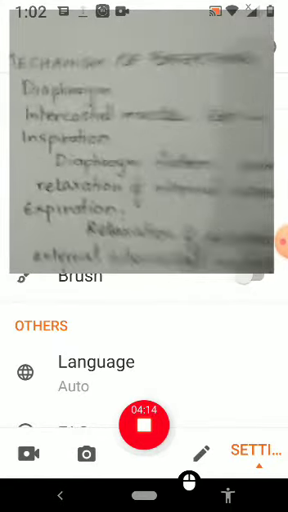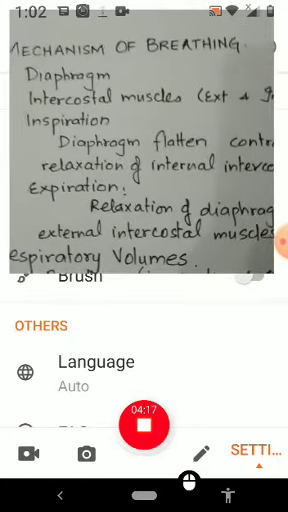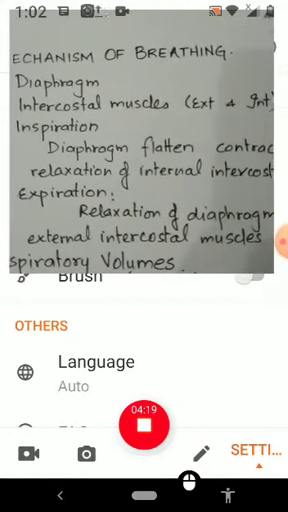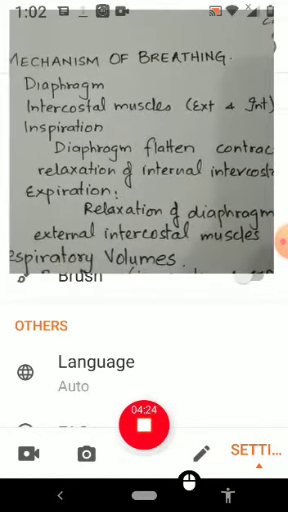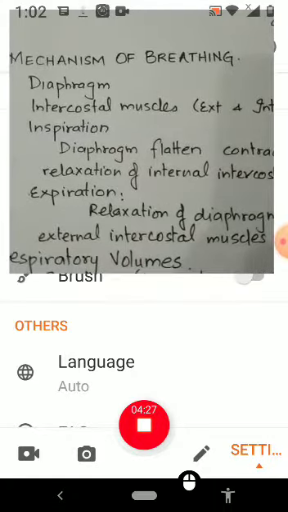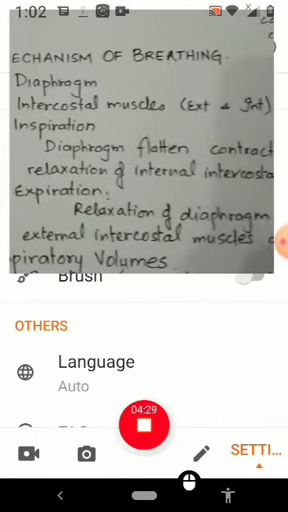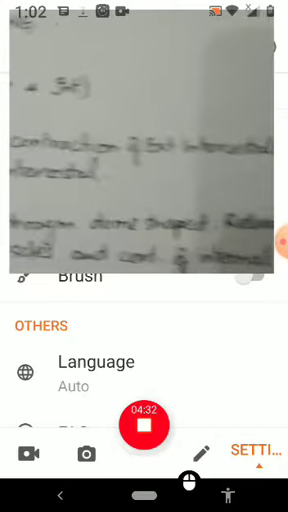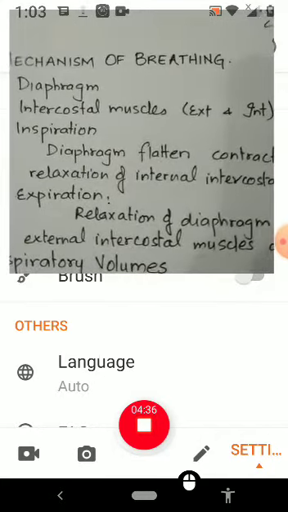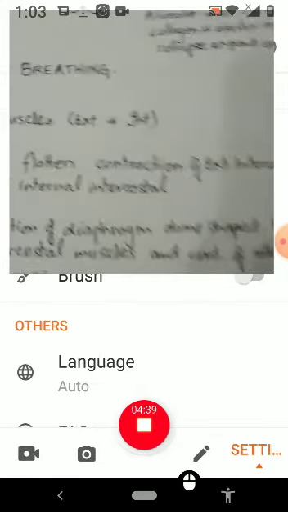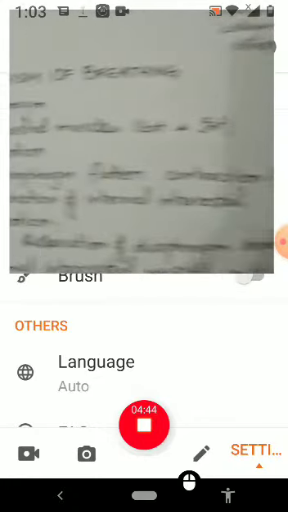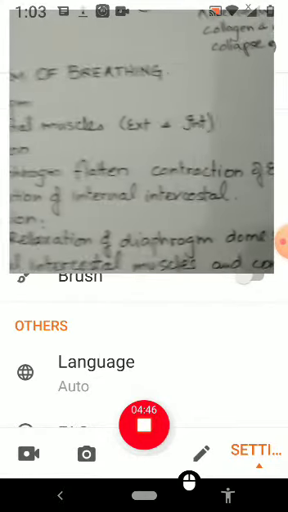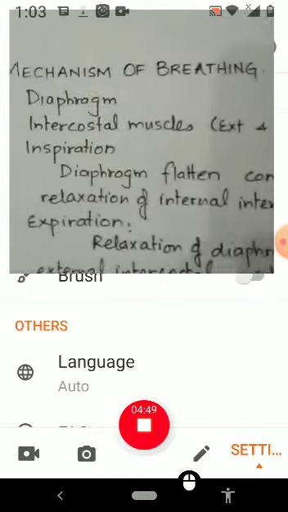Now, during inspiration, that is when we take in air, the diaphragm flattens. Usually at rest, it is a dome shaped structure. But when air needs to be taken in, the muscles in the diaphragm contract, and the shape of the diaphragm changes into a flattened structure. Contraction of external intercostal muscles and relaxation of internal intercostal muscles takes place.